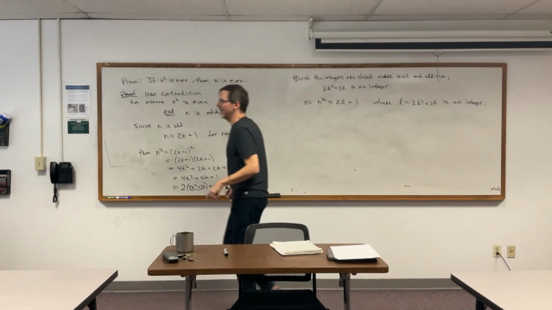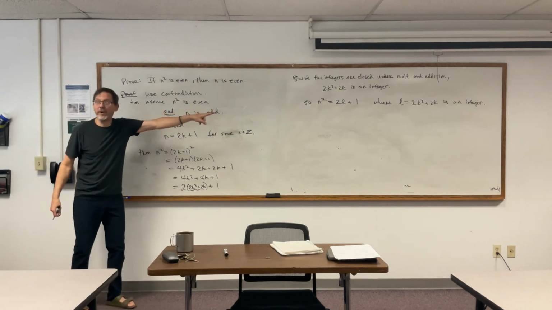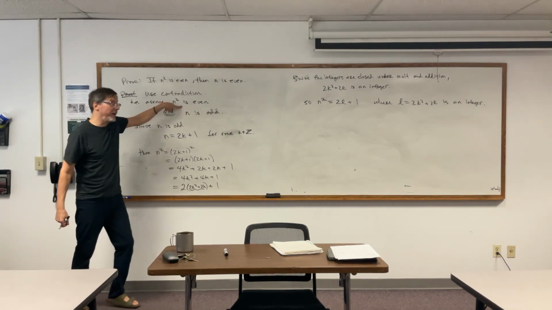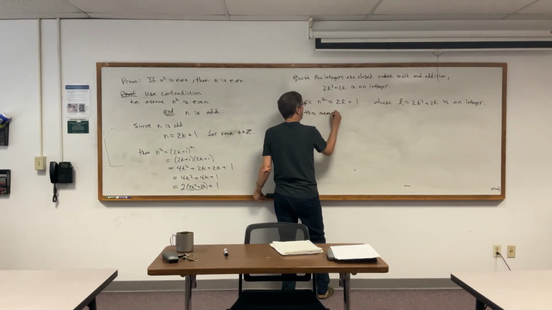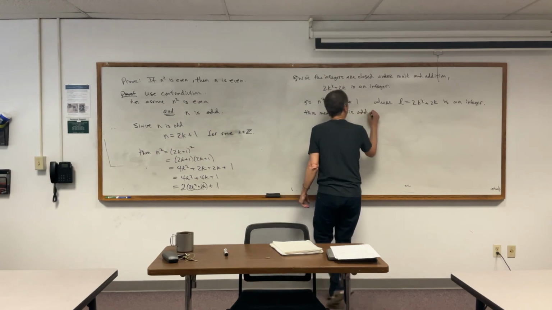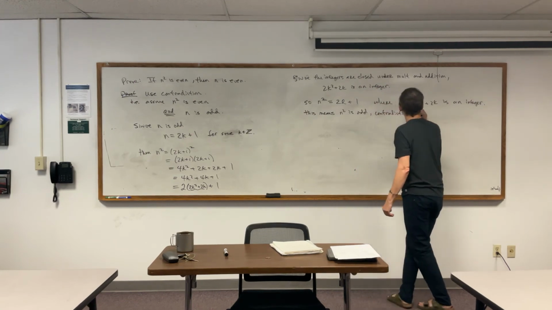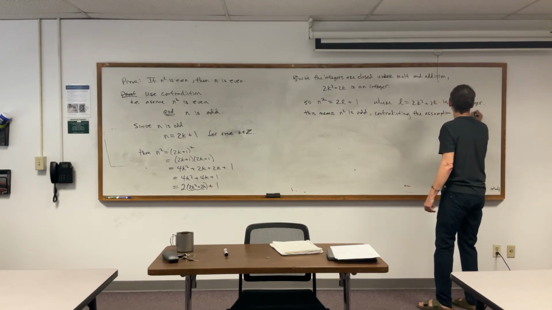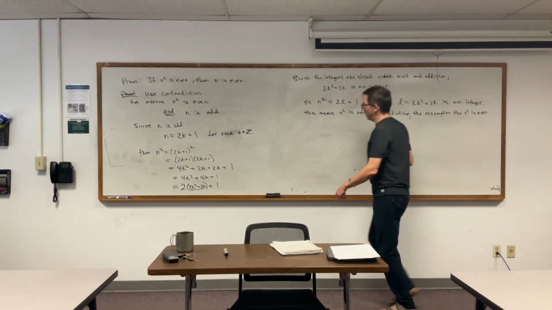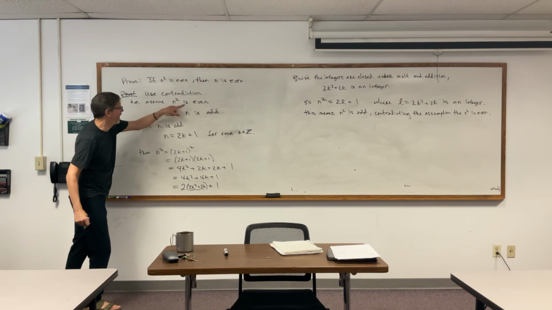Where's my contradiction? That would make 2l or 2n squared odd instead of even. Yeah, so that makes n squared odd, but we're assuming that n squared is even. So that collides with the fact. This means n squared is odd, contradicting the assumption that n squared is even. Thus, n squared must be odd.